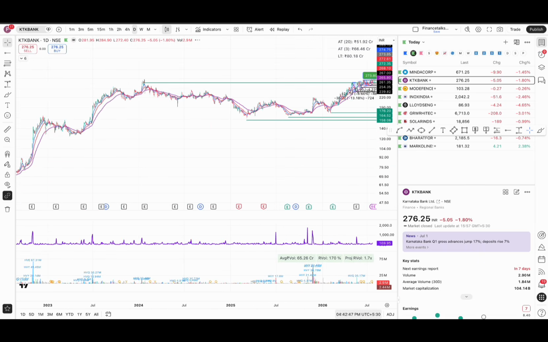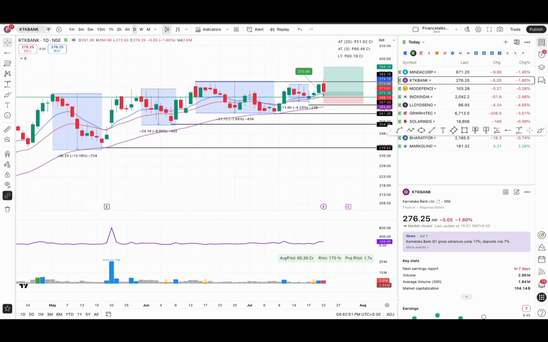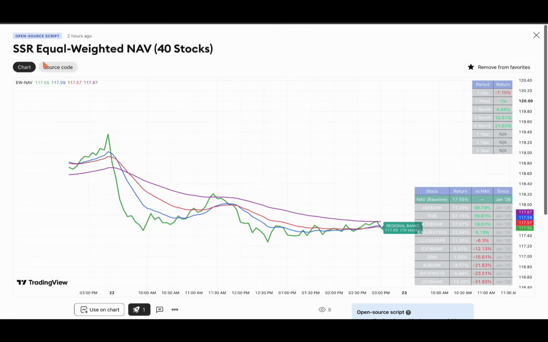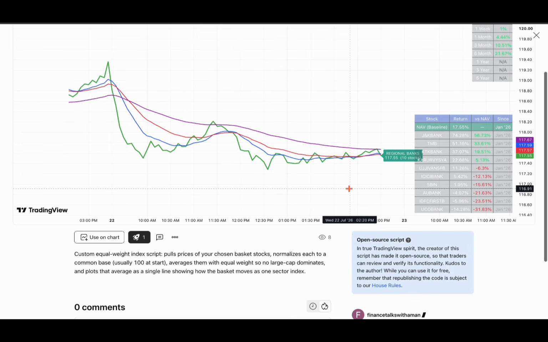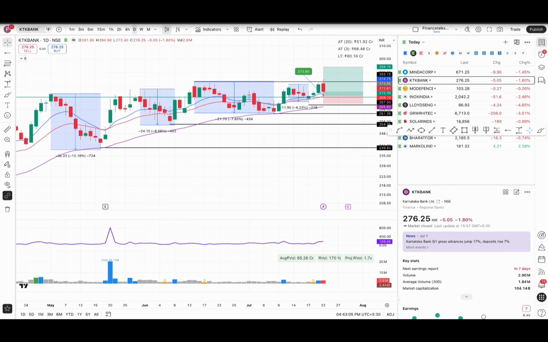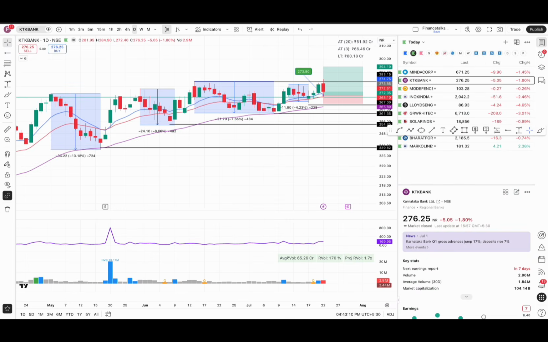Okay, how do you see the contractions, how do you see the resistances, how do you see the support? It is all about that. Okay, and I'll provide this indicator link, which basically tells you the equal weighted NAV according to you. So I'll provide this, and one indicator I would more likely talk about.